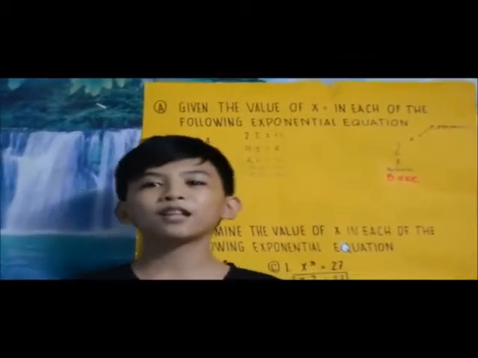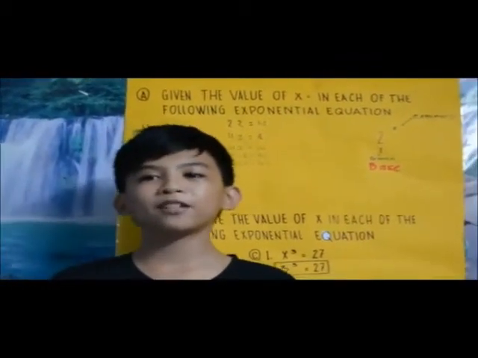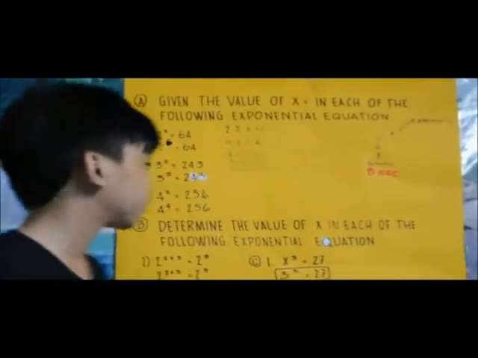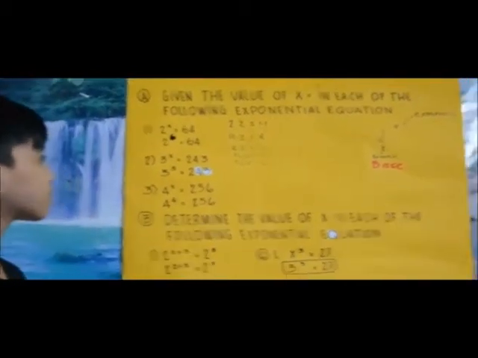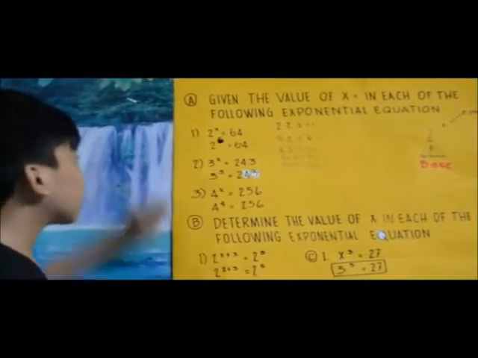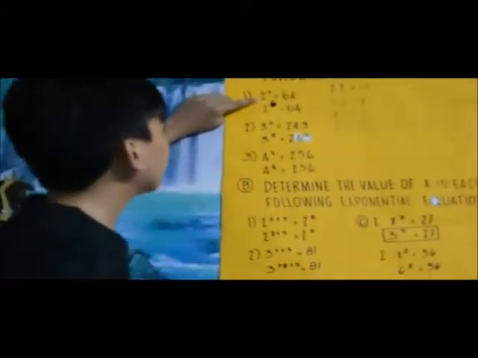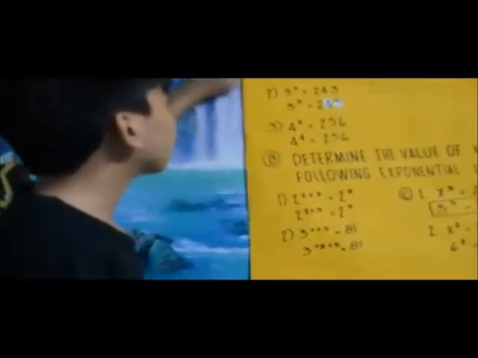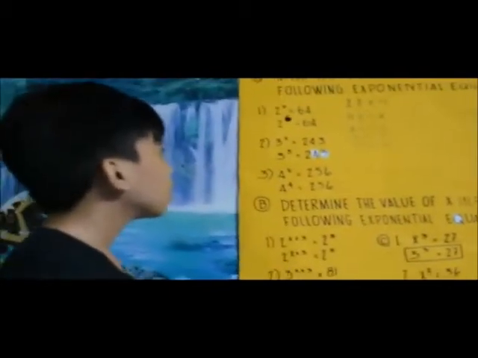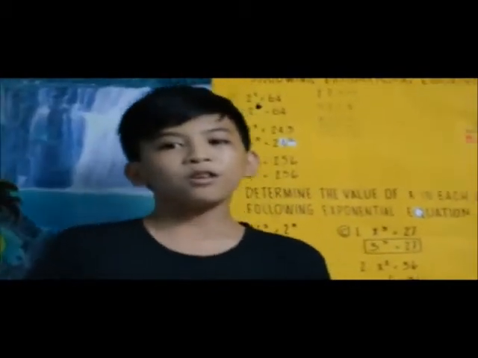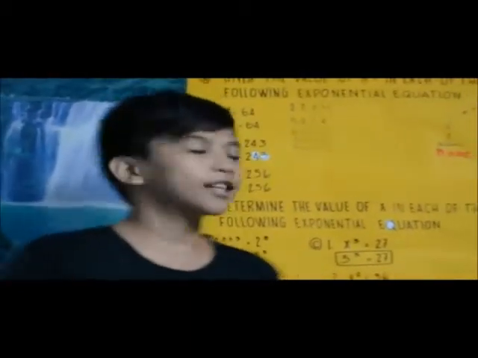I am Mr. Rod and my topic is all about identifying the x-intercept of exponential function. Letter A. Given the value of x in each of the following exponential equations, the number 2 is the base and the letter x is the exponent. Number 1. 2 raised to x equals 64. You must find the exponent or the x. 2 raised to 6 equals 64.